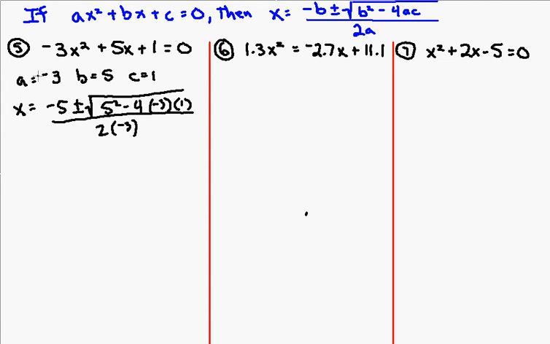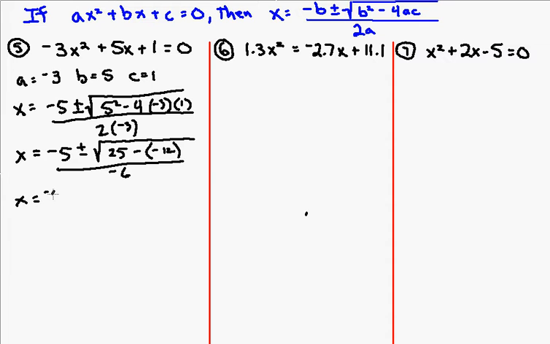All right, continuing on with number 5. Here we're looking at simplifying now within the square root. So I have negative 5 plus or minus square root. This is going to be 5 squared, which is 25. Here I have minus, and then 4 times negative 3 times 1 is negative 12, over 2 times negative 3, which is negative 6.